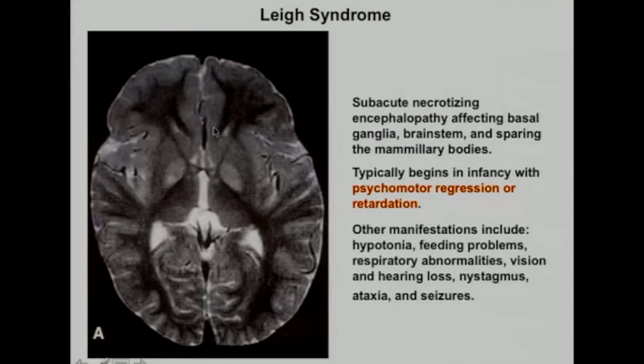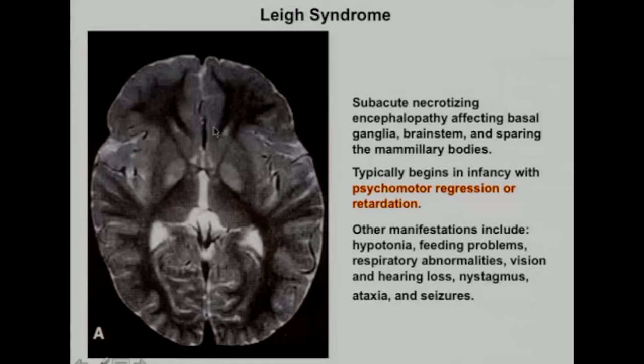This is the most common presentation of mitochondrial disease in children. This is called Leigh syndrome. Are there any pediatricians in the audience? So Leigh syndrome, it's a syndrome. There are many causes. There are over 50 different genetically distinct causes of Leigh syndrome. But what characterizes them is, first, clinically, they have psychomotor regression or retardation, typically in early childhood, often in infancy. And the other feature is these lesions in the basal ganglia.